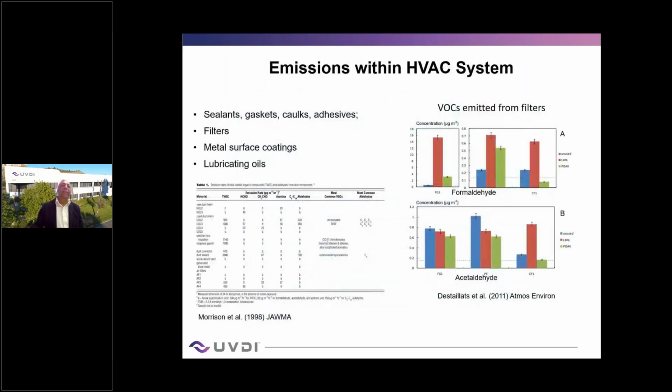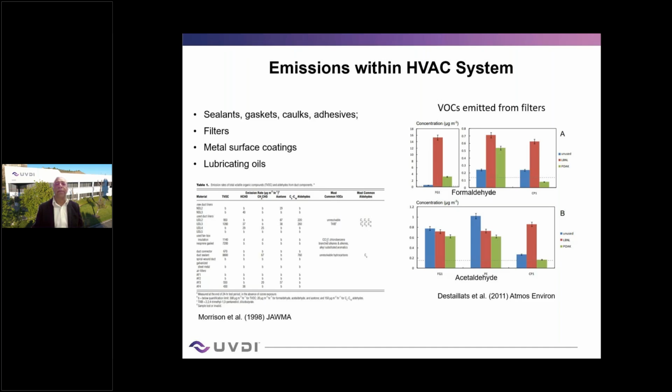And then the HVAC system is also a culprit. Of course, there are so many things which are part of the HVAC system. There are sealants, gaskets, caulks, adhesives, and of course we have filters. The graph on the right is from a study done at Lawrence Berkeley National Lab, where they actually looked at filters. Filters typically capture the contaminants coming in, right? But they're not destroyed or anything. They're just growing on the filters. And they also have been shown to emit VOCs.